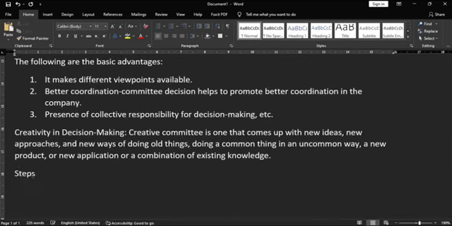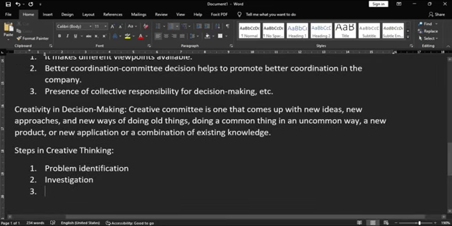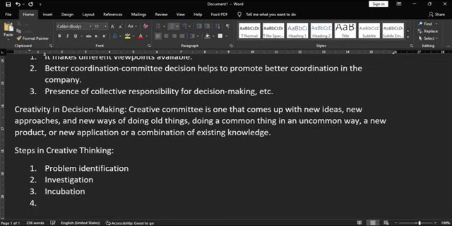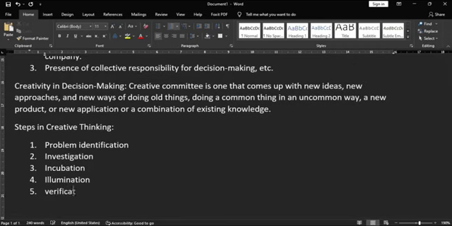Now, what are the steps in creative thinking? Studies have shown that certain steps are necessary in creative thinking. This can be summarized as follows. 1. Problem identification. You identify the problem. Next is to investigate. Next is incubation. Then illumination, verification, and the likes.